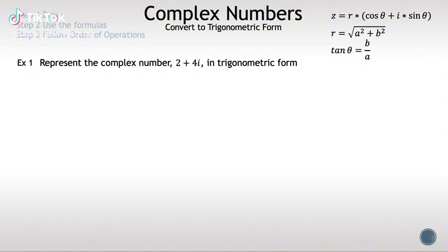Now, let's read the question. Represent the complex number 2 plus 4i in trigonometric form. We already have the formulas on the top right that we're going to use. One of the pieces we need is the argument, or the theta, or the angle.